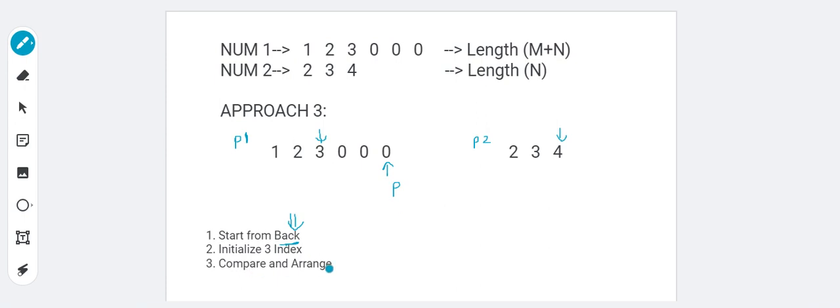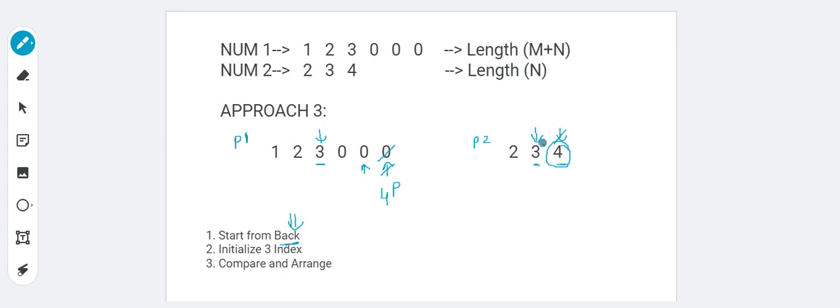So now again compare and arrange. Since we are starting from the back, now I have to compare and take the greater element. So I'll be comparing 3 and 4. Now since 4 is greater, I'll be putting that 4 at its place, and I'll be decrementing P for the next accommodation of an element, as well as, since it is consumed, decrementing P2. Now again I'll be comparing 3 and 3.